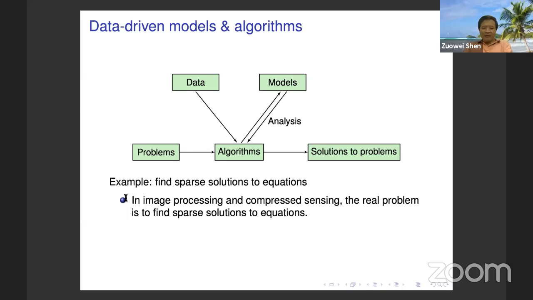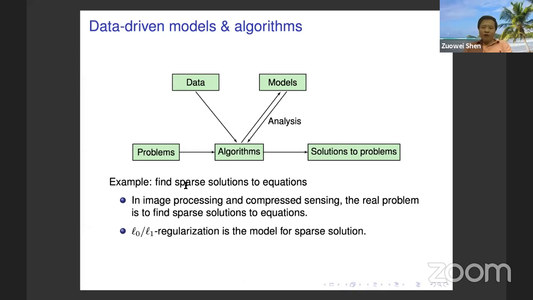It's a hot topic because of imaging processing, and also because of compressed sensing. Ten years ago, compressed sensing was a hot topic. The key for compressed sensing is to find a sparse solution of a certain equation. But this is the problem: find a sparse solution for your equation.